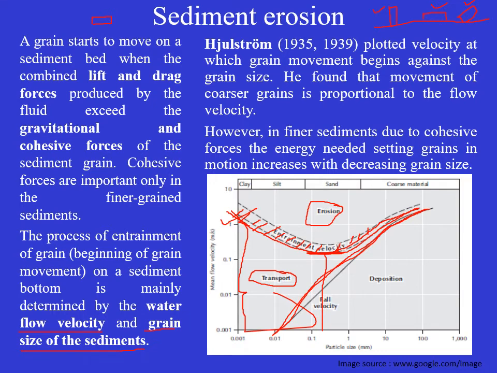So this diagram is a very important diagram, and it depicts how sediments of different sizes are eroded, transported and deposited with changing energy condition. That means with changing mean flow velocity of the river. And that is why we get different sizes of grains depositing at different courses, at different stages of the river.